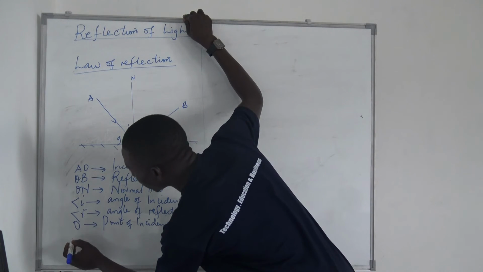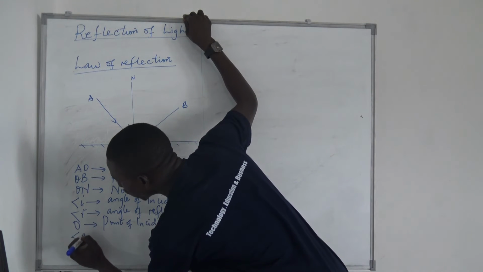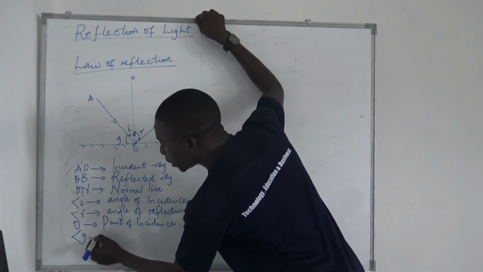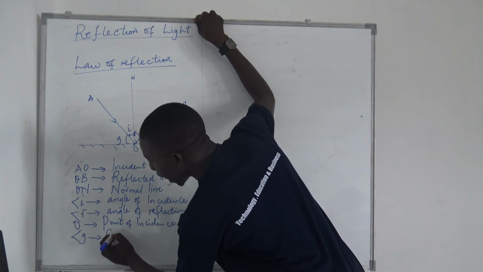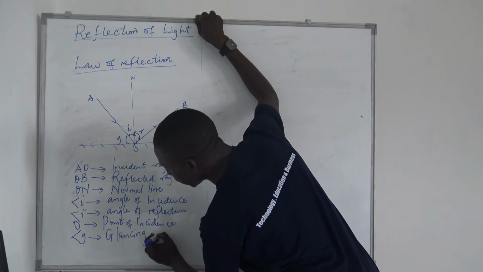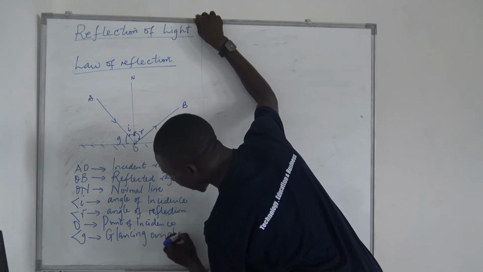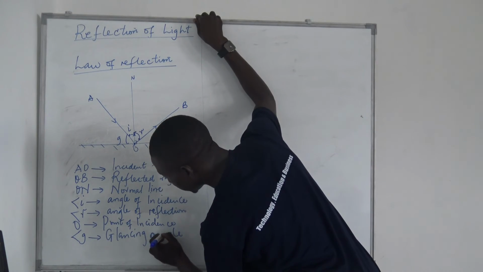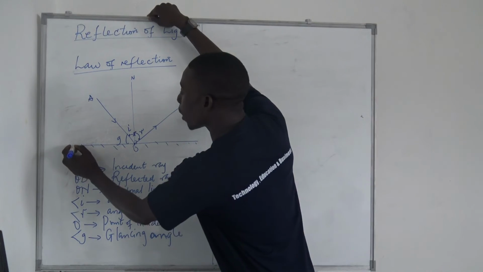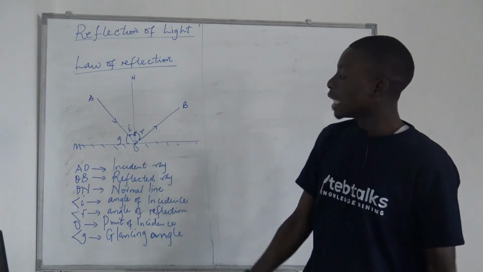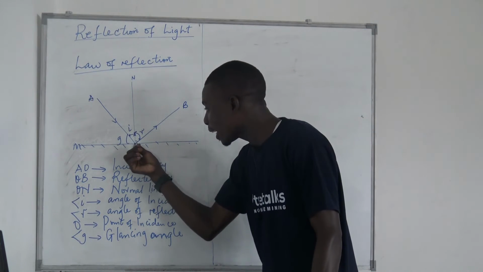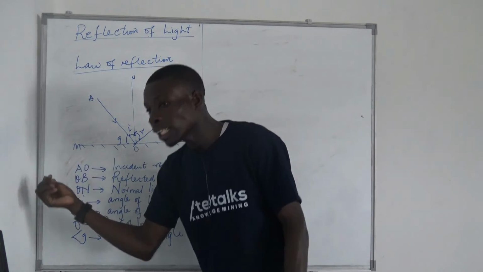We are calling angle G. What is angle G on our diagram? Angle G is called the what? Glancing angle. What is a glancing angle? From the diagram, what is our glancing angle? The glancing angle is the angle between the incident ray and the reflecting surface.